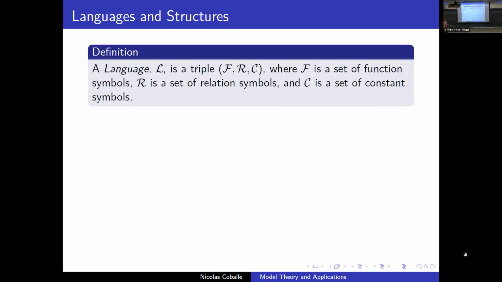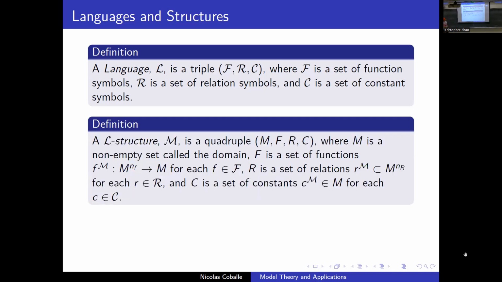Okay, so definition: a language L is a triple (F, R, C), where F is a set of function symbols, R is a set of relation symbols, and C is a set of constant symbols. And an L-structure M is a quadruple (M, F, R, C), where M is a non-empty set called the domain. F is a set of functions from M^n to M, with n depending on each f in F. So this F is different from this F. This is a curly F. R is a set of relations on M for each R in R, and C is a set of constants for each C in C.